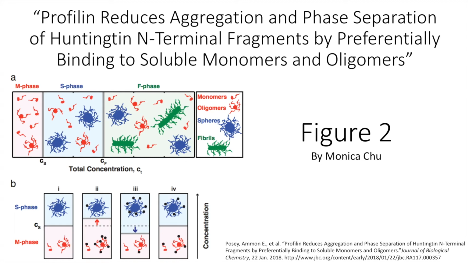In this video, I will be explaining Figure 2 from the research paper, Profilin reduces aggregation and phase separation of Huntingtin N-terminal fragments by preferentially binding to soluble monomers and oligomers. The focus of this paper was to understand the mechanism of suppression of Huntingtin N-terminal fragment aggregation, with hopes of future applications of therapeutic approaches for Huntington's disease.